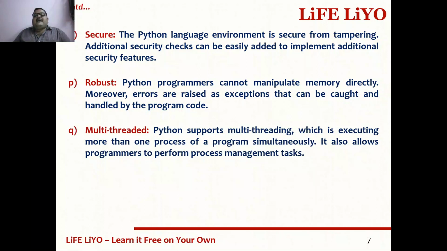Multi-threading. Python supports multi-threading. That means we can execute more than one process of a program simultaneously. That means it allows programmers to perform process management tasks also.